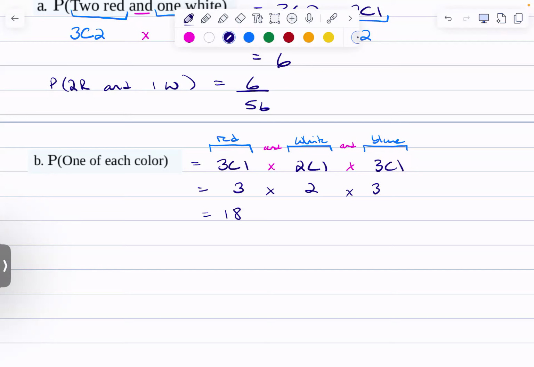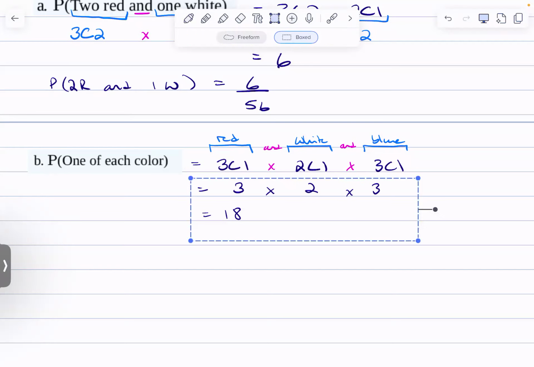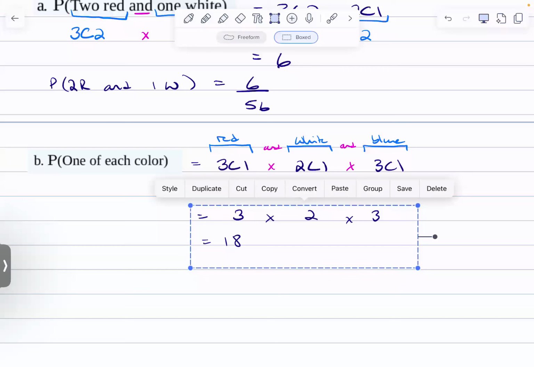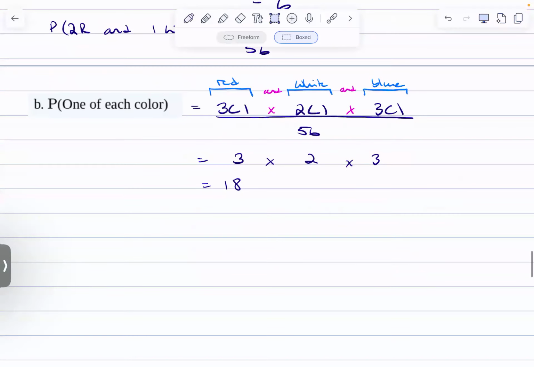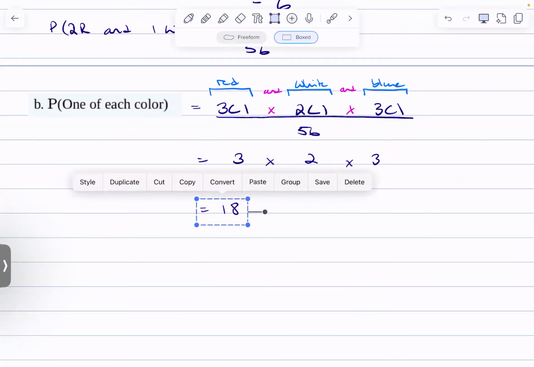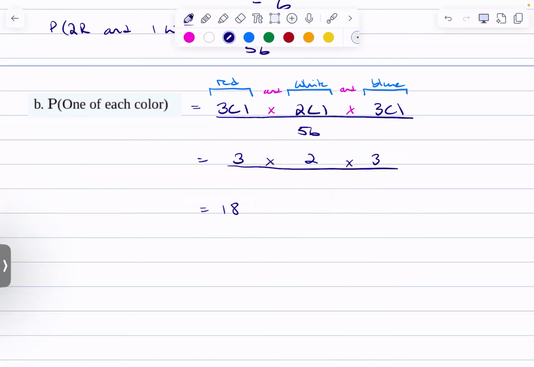Oh, and let's be proper about it. How can I be proper about it? This whole time, these should have all been over 56, since I linked it to the probability already.